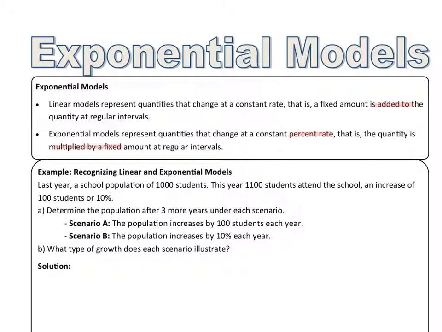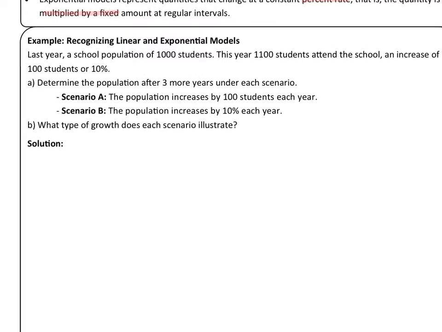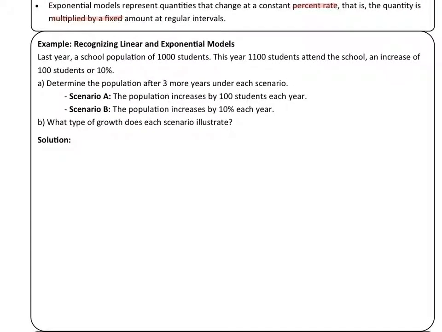Let's look at some examples and it might make a little bit more sense. So we're going to recognize linear and exponential models in this example. Last year, a school population of 1,000 students, and this year, 1,100 students attended the school. So it's an increase of 100 students or 10%. We're going to first determine the population after 3 more years under each scenario. So they have scenario A, the population increases by 100 students per year.